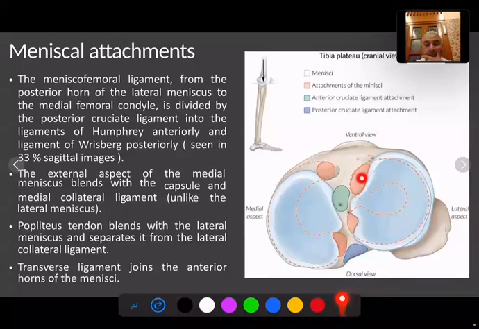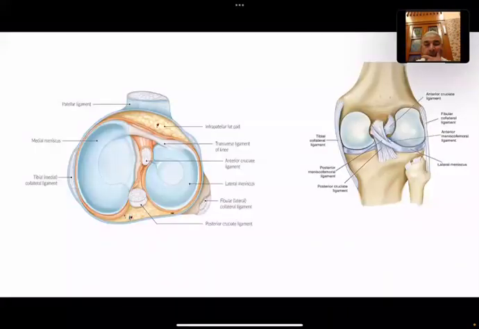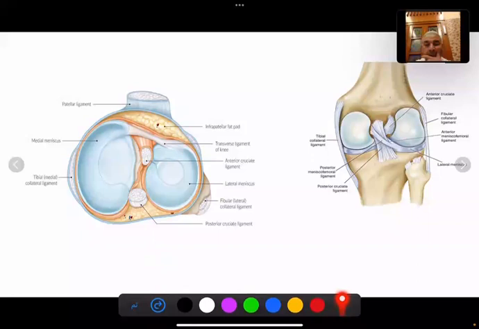The anterior horn of the lateral meniscus is closely attached to the anterior cruciate ligament. The anterior horns of both menisci are attached to each other by the transverse ligament. And the posterior horn of the lateral meniscus is attached to the medial condyle by the meniscofemoral ligament, which is divided by the posterior cruciate ligament into the anterior ligament of Humphrey and the posterior ligament of Wrisberg.